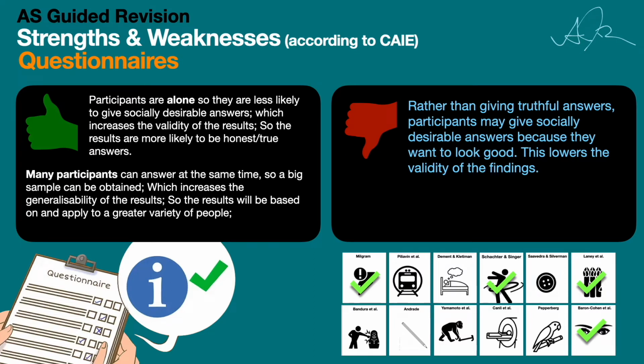However, they're still capable of giving untruthful answers. They might want to look good, or they might want to come out the way that they think they want to come out. And so this could also lower the validity of the findings, especially if you know what the questionnaire is looking for. Many of you in your own designs would create filler questions to avoid this type of thing.